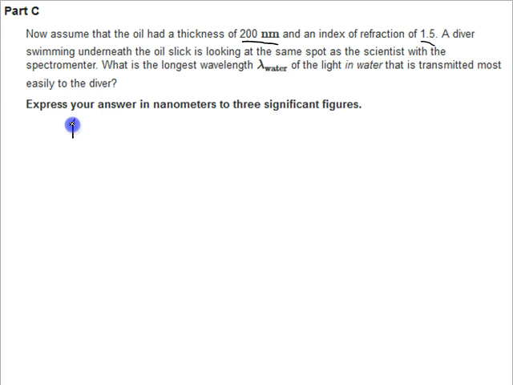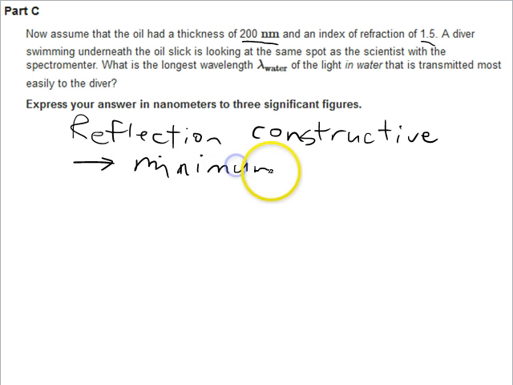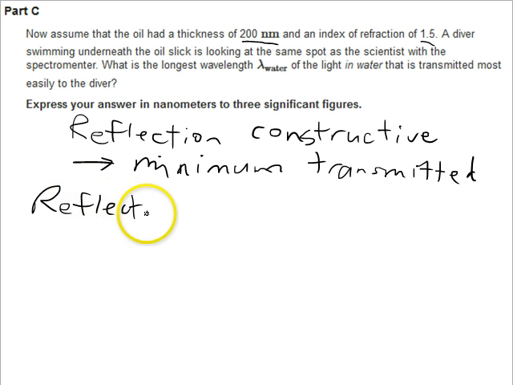So if we have the reflection be constructive, then that means you have minimum transmittance. But if you have the reflection destructive, then that is maximum transmitted. It's sort of a conservation of energy concept.